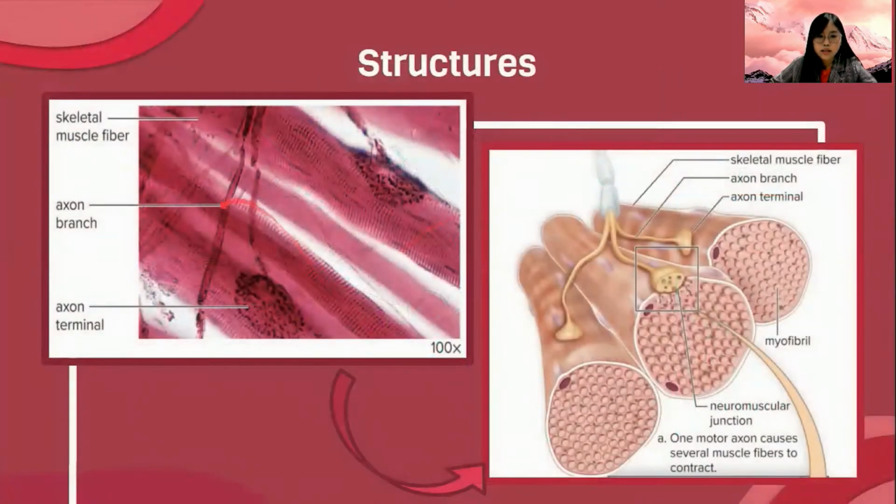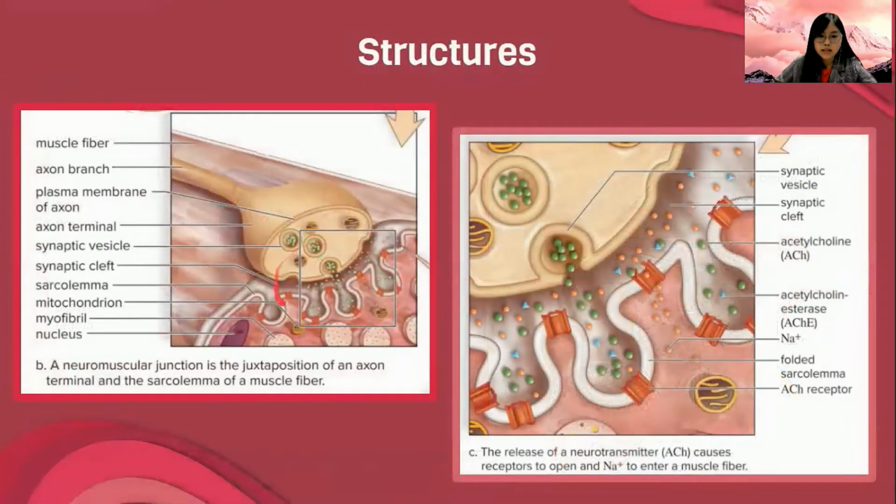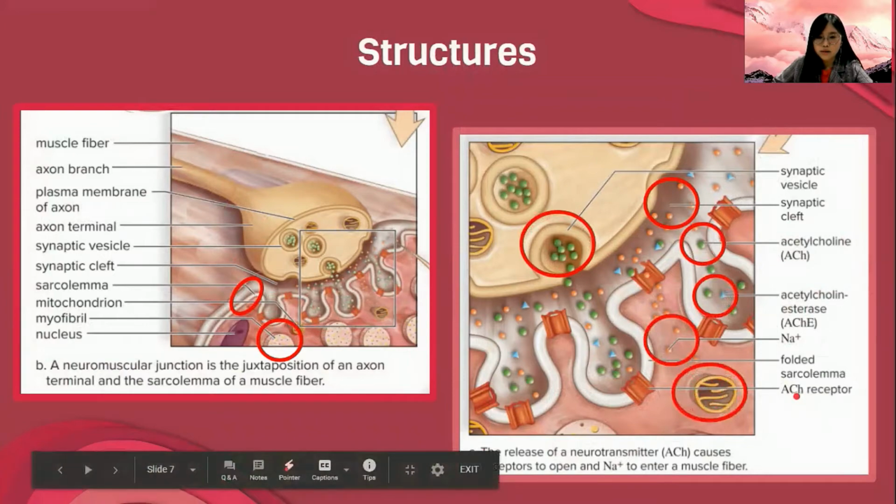To look closely, this is our muscle fiber, and when we zoom in, we can see the myofibril, and this is the neuromuscular junction. When we zoom in, we can see this is actually the neuromuscular junction that we are talking about. So the sarcolemma is this membrane, while the myofibril is this part over here. And next, when we zoom in, we can see the synaptic vesicle over here, synaptic cleft, acetylcholinesterase, sodium ion, and also the ACh receptor.